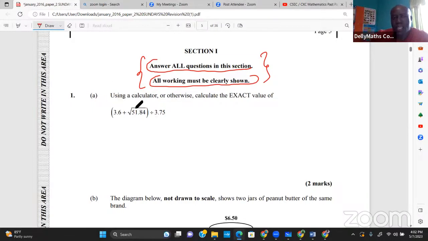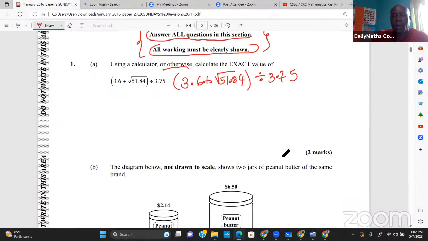It says here, using a calculator or otherwise, calculate the exact value of 3.6 plus the square root of 51.84, in a bracket, and then divide by 3.75. You want to deal with the matters inside the bracket as best as possible and as early as possible.